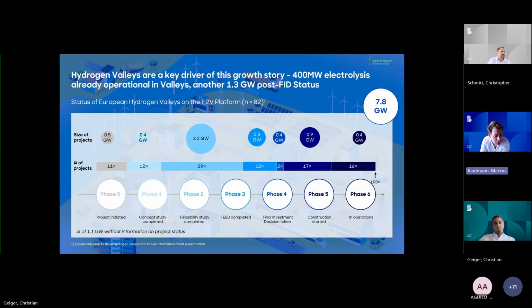And a lot of these valleys are also centered, and that's what they have in common, around very strong off-takers, industrial off-takers in particular, again driven by regulation, high enough willingness to pay and demand, and that allows them, with that anchor off-take, to implement and move the valley forward as a whole.